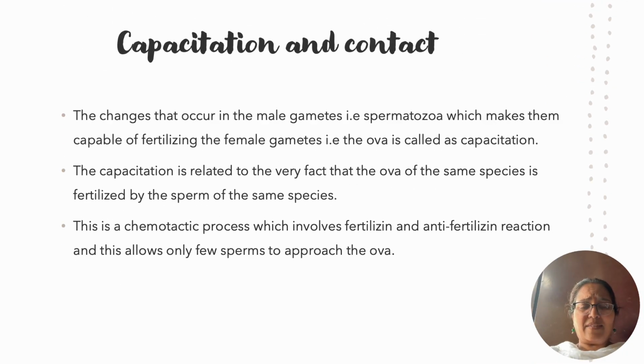The next step will be capacitation and contact. The changes that occur in the male gametes, that is spermatozoa, which make them capable of fertilizing the female gamete, that is the ova, are called capacitation. The capacitation is related to the fact that the ova of the same species is fertilized by the sperm of the same species. This is a chemotactic process which involves fertilizin and anti-fertilizin reaction, and this allows only a few sperms to approach the ova.